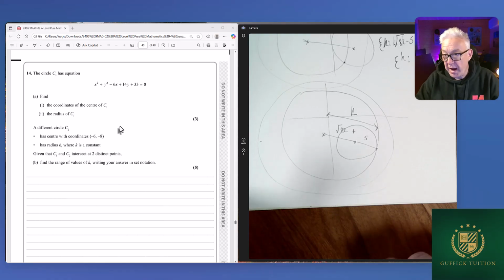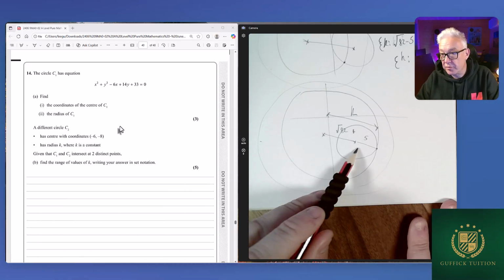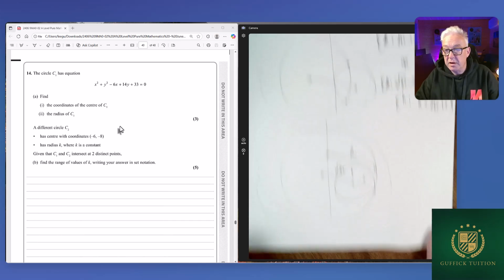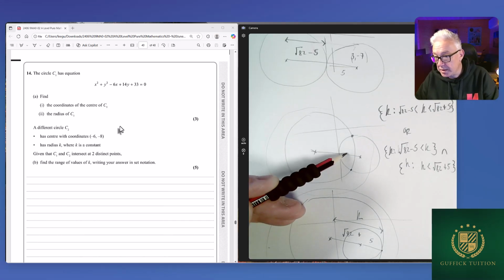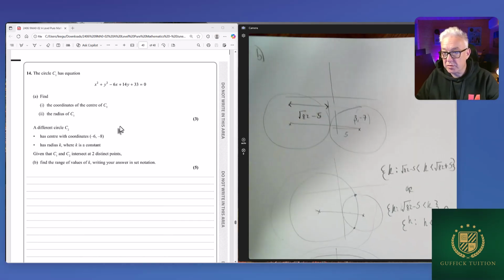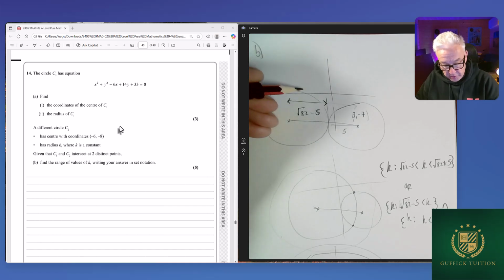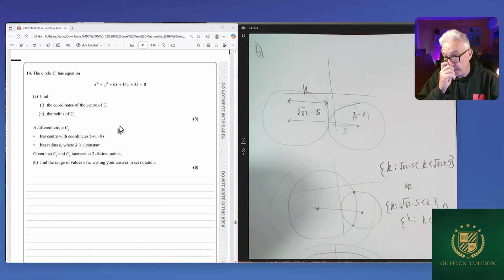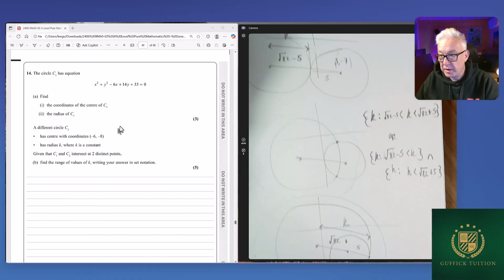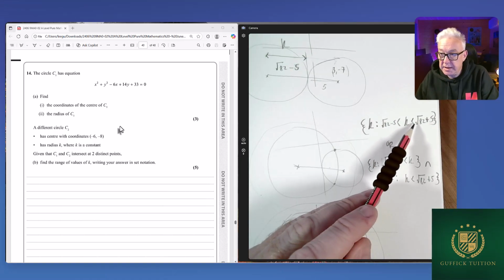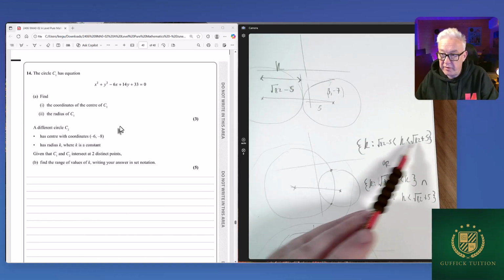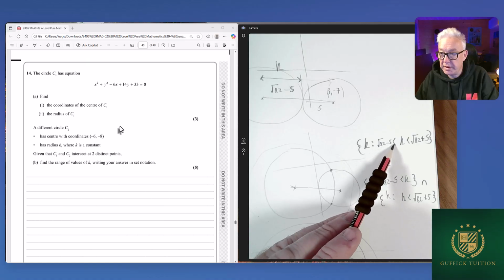So everywhere where k is less than root 82 add 5, they're going to be intersecting twice, all the way down until we get to where k is root 82 minus 5, and then they're not going to intersect anymore. So our range of values is k is less than root 82 add 5, but greater than root 82 minus 5.